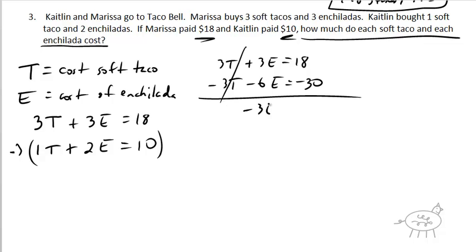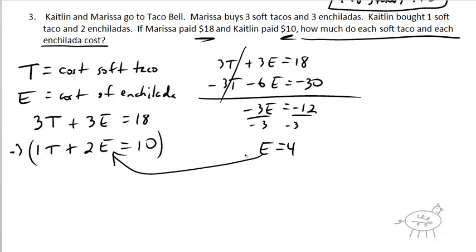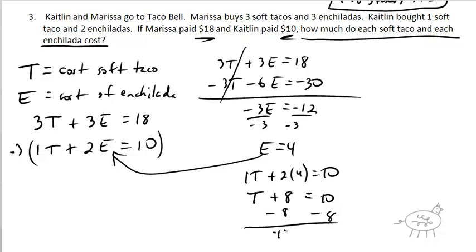Okay, so it cancels and I get negative 3e equals negative 12. And I divide both sides by negative 3. And so e is equal to 4. And then in order to find t, I just plug it back into one of the two equations. So I'm going to plug it into here. So I get 1t plus 2 times 4 equals 10. So basically it's t plus 8 equals 10. Subtract 8. I get t is equal to 2.